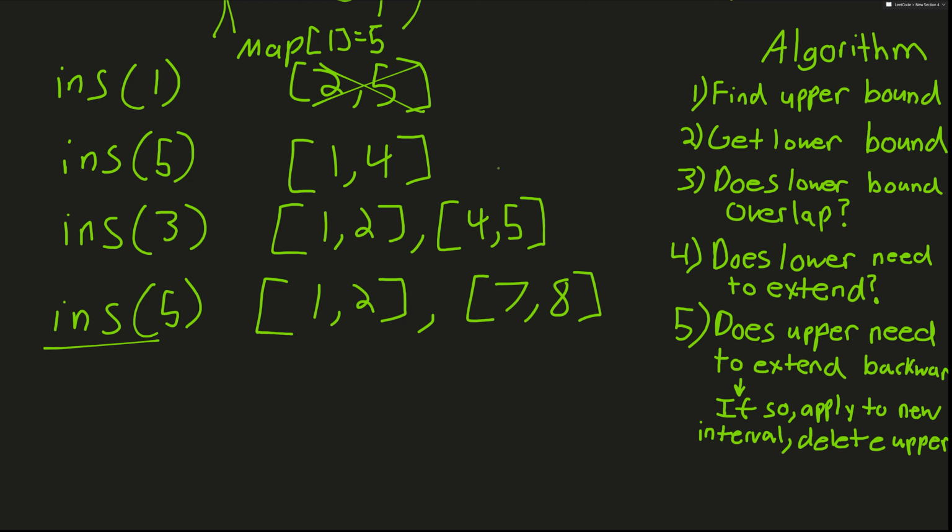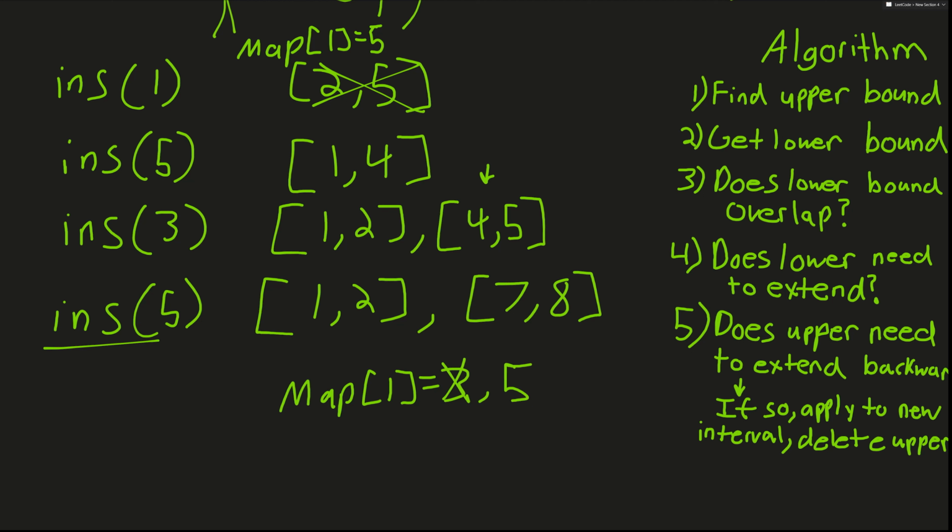So first, find the upper bound. This one. Get the lower bound, which will just be 1 less than the upper bound, just like that. Does the lower bound overlap? No, it doesn't. Does the lower bound need to extend? Yes, it does. So we'll go ahead and extend it. So then map of 1, which previously equals 2, is now going to equal 3. Does the upper bound need to extend backwards? Yes, it does. Map of 1 will now equal 3, but then we're just going to change it to 5.